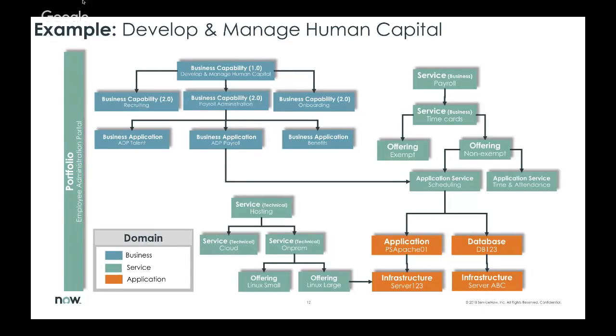And then over in the center lower area, you see your technical service there, where you've got hosting. In this example, you've got cloud and on-prem, Linux small and Linux large. And then your infrastructure CIs in the orange boxes, where you've got an Apache server, database, infrastructure, and a server as well. So this is just a solid representation of developing and managing human capital as a business service.